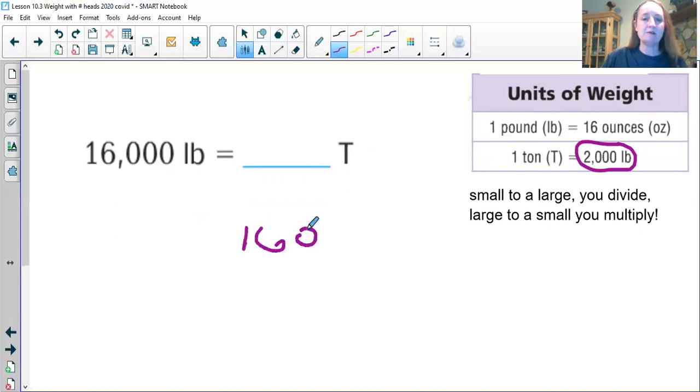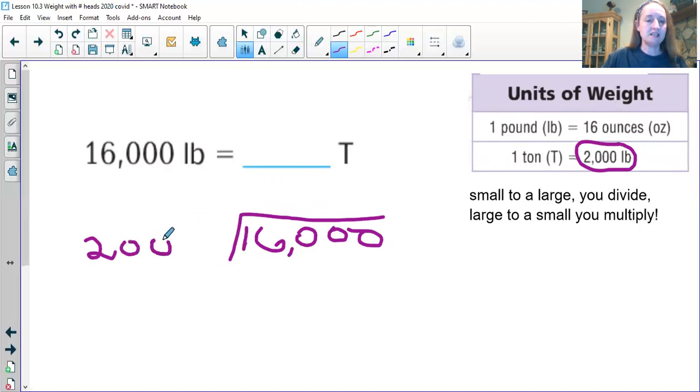You're going to put 16,000 in your dividend spot. And let's make my divisor 2,000. Sorry, it takes me a while to write this with a mouse. Okay, now let's look and see. How many groups of 2,000 can probably fit into 16,000? Okay, let's count by 2,000s. How about that? 2,000, 4,000, 6,000, 8,000, 10,000, 12,000, 14,000, 16,000. Do you see how I have 8 right here?